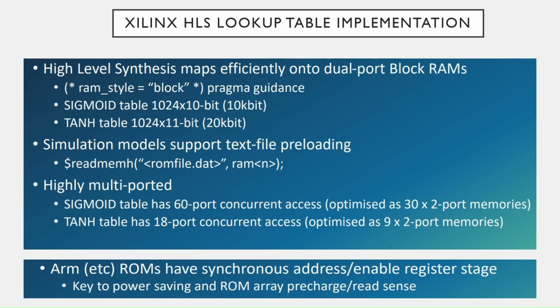When we tried to implement the lookup tables for the tanh functions and the sigmoid functions of the LSTM unit, we discovered that it will require a lot of resources. For example, for the sigmoid function, it will require 60 ports, and for the tanh table, it will require 18 port access.